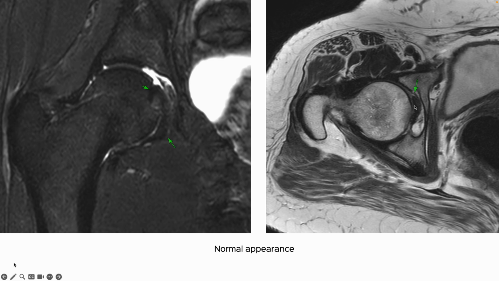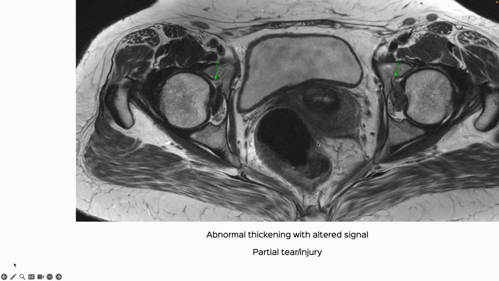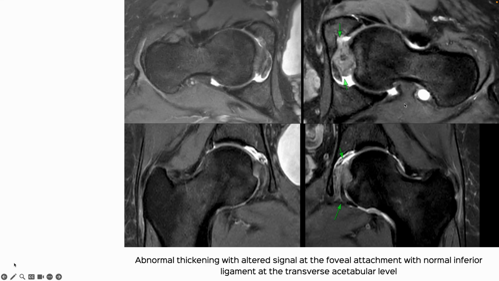And you can trace it on multiple axial images, but you can see the dark foveal or ligamentum teres ligament here. So you can see in our patient, the right side is normal and the left clearly is abnormal with altered signal and thickening. And when we look at the PD fat sat, that's your double oblique axial, and these are your coronals. The right side is normal.